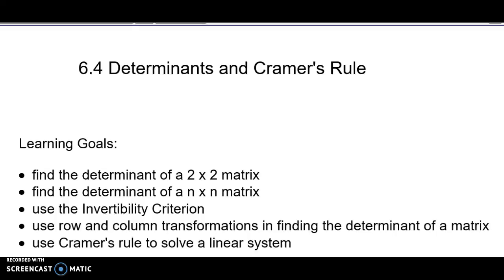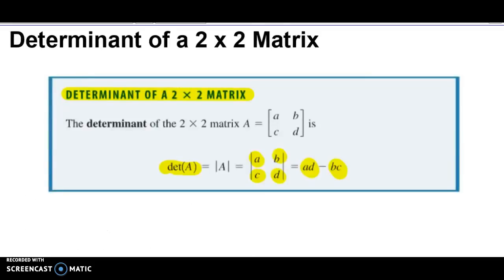Okay, so 6.4 is determinants and Cramer's rule. Some key things: we're going to find the determinant of a 2 by 2 matrix. For a 2 by 2 matrix, setting up as A equals A, B, C, D, it is given by the determinant. Notice the notation of the absolute value bars, which denotes the determinant. You have A times D minus B times C.